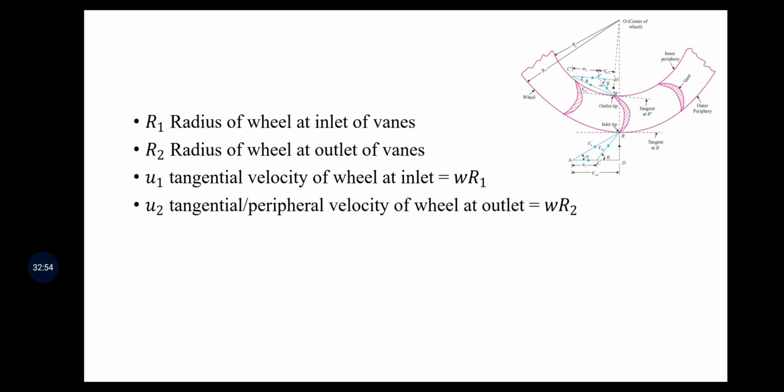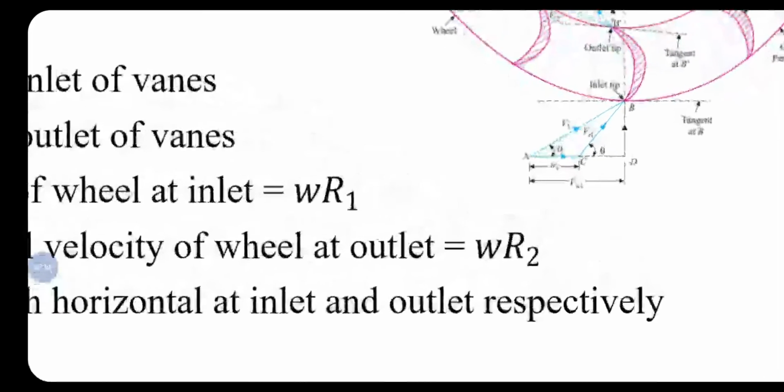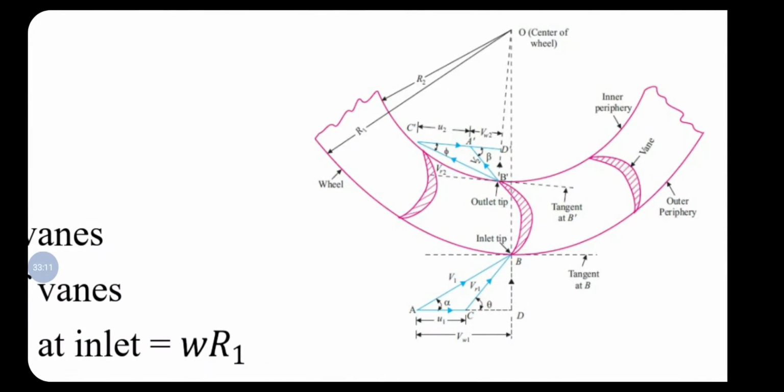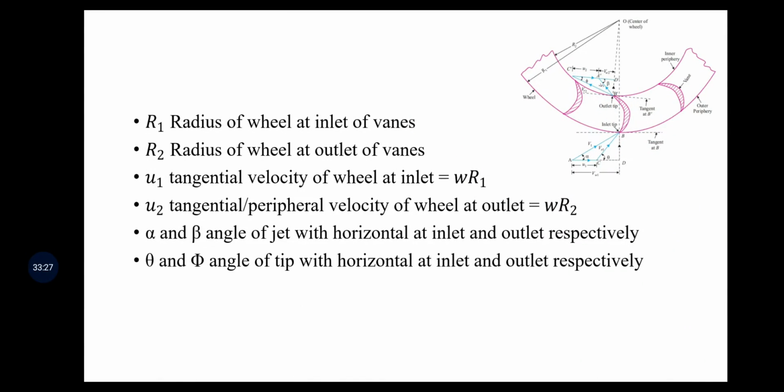Similarly, U2 will be the tangential or peripheral velocity of the wheel at the outlet, and that will be R2 times omega. Then alpha and beta are the angles of the jet with respect to the horizontal at the inlet and outlet respectively. So this is the alpha and this is the beta. Similarly, theta and phi. Theta is the angle of relative velocity at the inlet, and phi is the angle of relative velocity with respect to the horizontal at the outlet. Those are also the angles of the tip tangents. If you have those, then we will have the same angles.